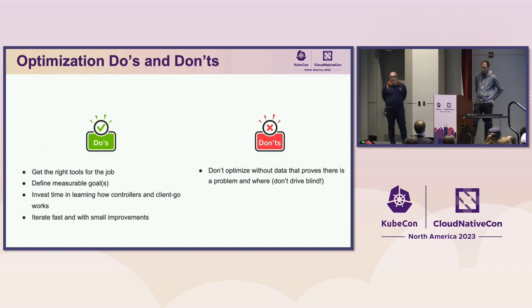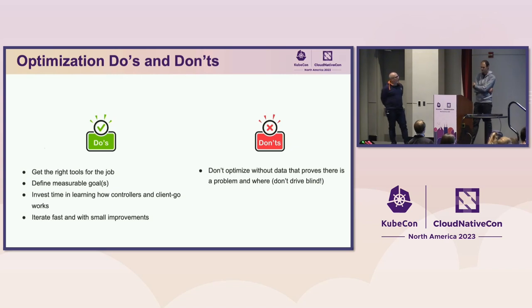Define measurable goals, because at every iteration you can check if you are making progress or not, and you can also define when you are done. Invest time in learning how controller-runtime and client-go work, because they provide the tools to improve performance.